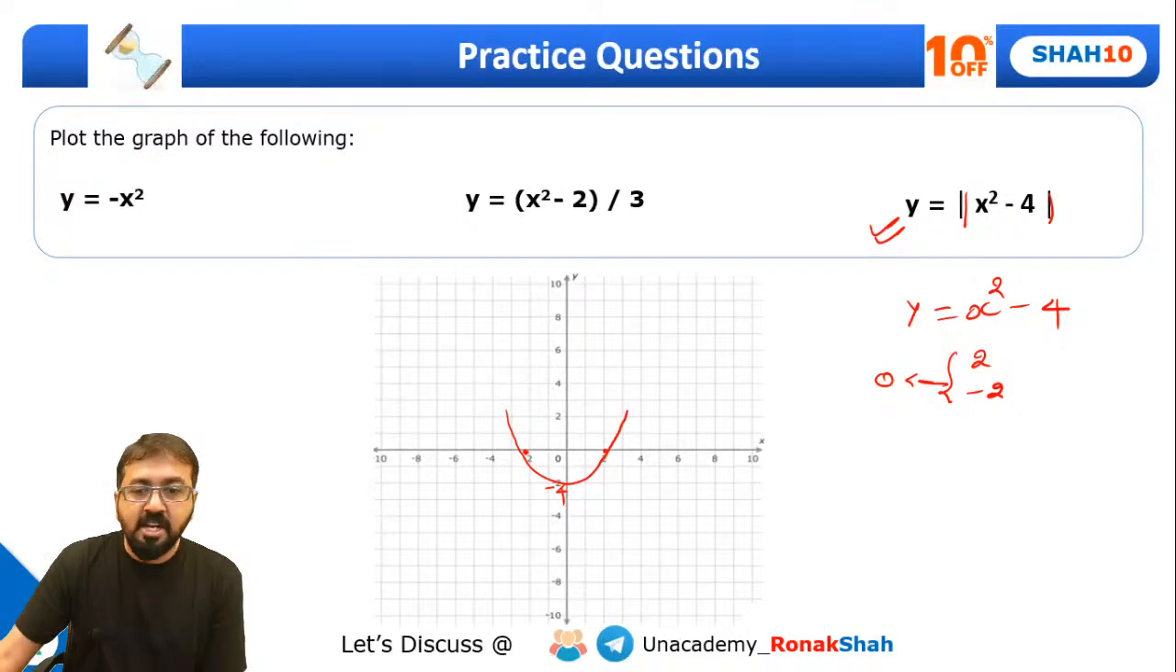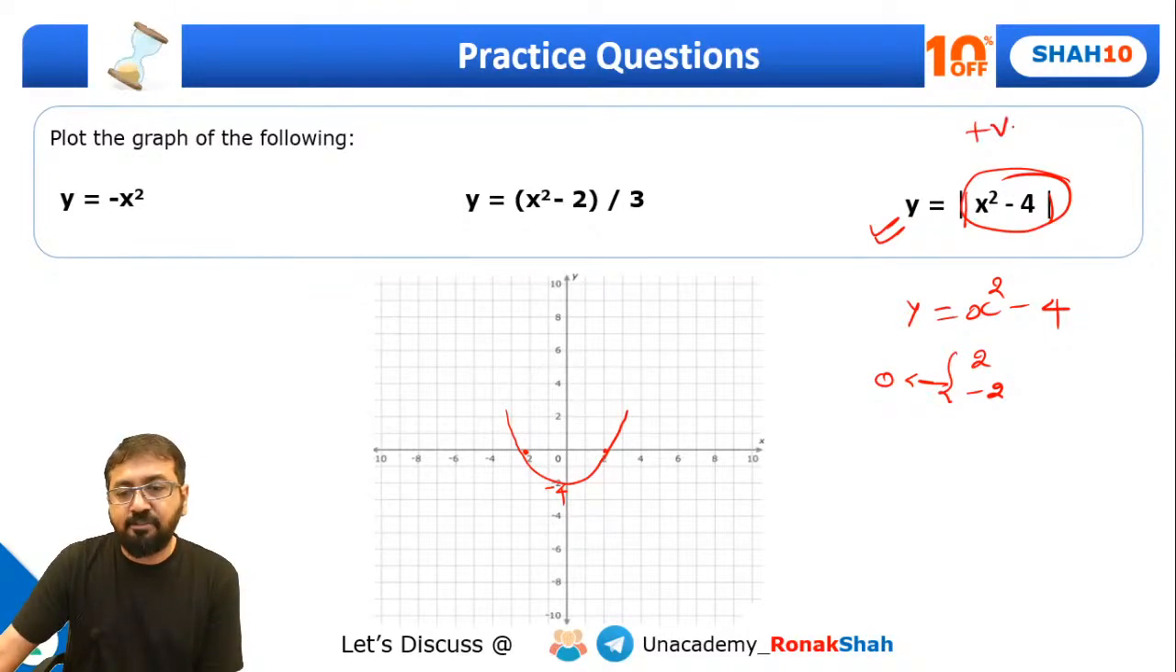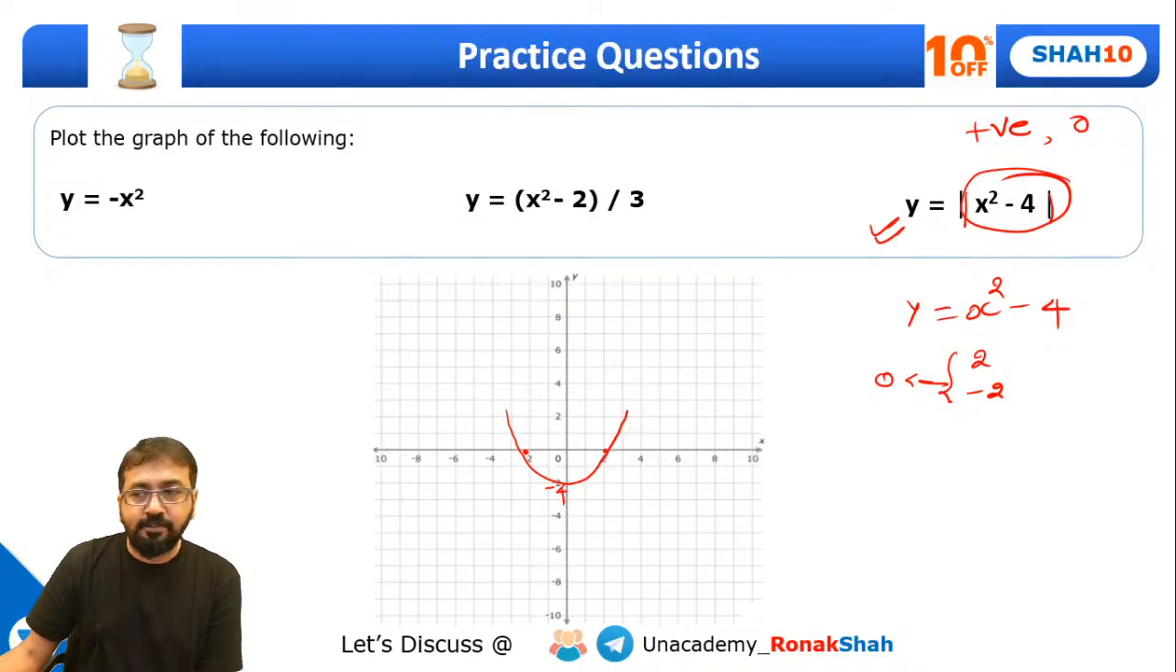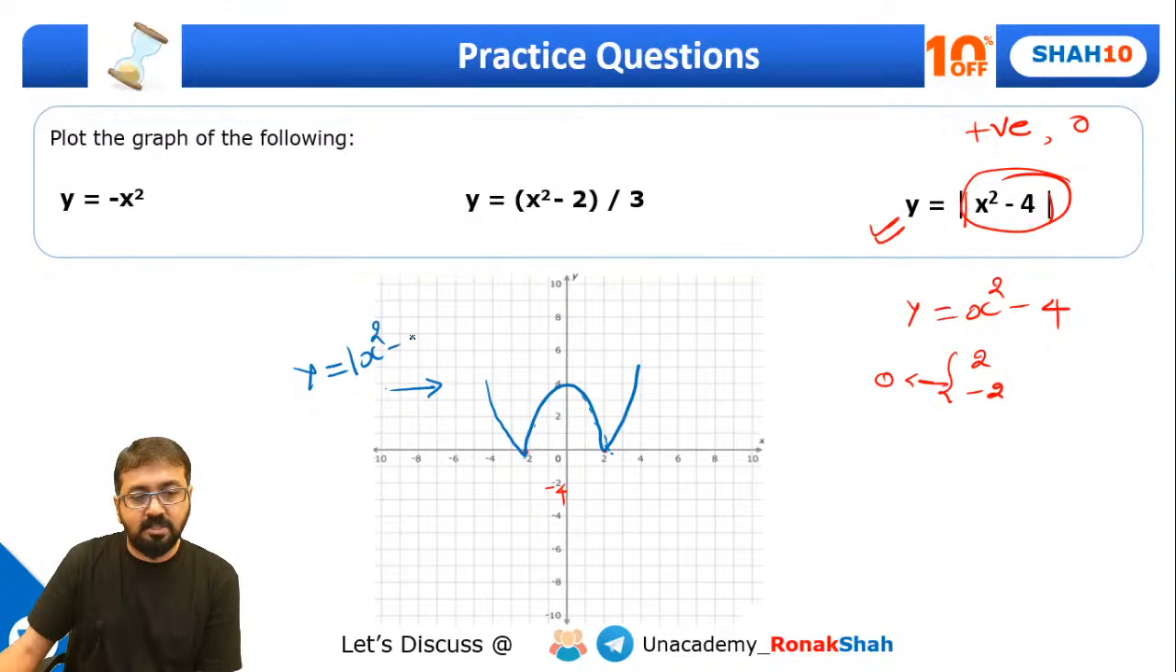Now what will happen? Definitely y is going to be positive or 0. Y can't be negative. So what we'll do is we will just shift this bottom part to the top. So the actual graph will be something like this one. In fact, this has to pass through 4. So it will be something like this. Okay, so this will be the actual graph, something like this one. So this is the graph for y equal to mod of x square minus 4.